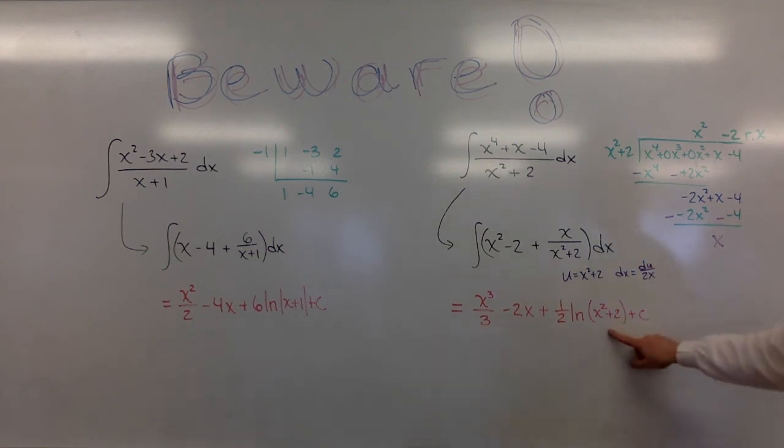Notice here that I didn't put an absolute value around this part of it. Why would that be? Answer the question and find out.